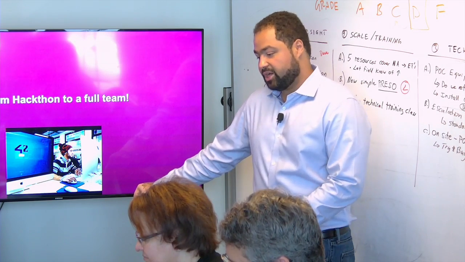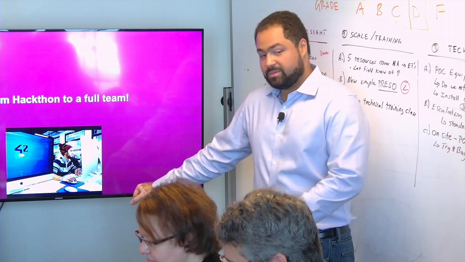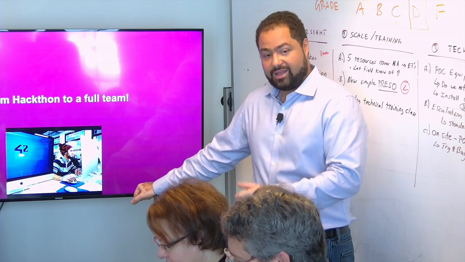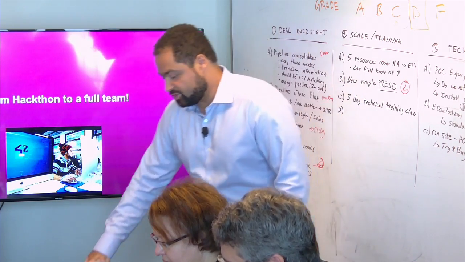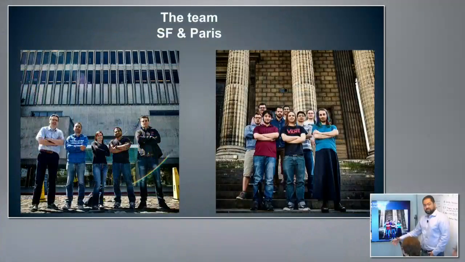And at the end of it, we hired 8 people on the hackathon. Then we took 8 people from our existing development team as a 1-to-1 pairing, and we started working on this new S3 interface. So the team is split between San Francisco and Paris.